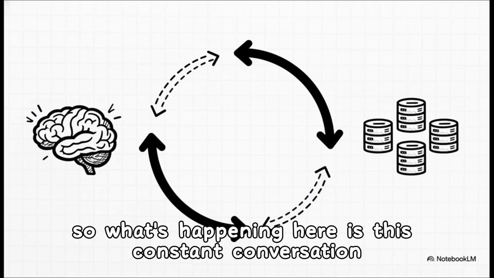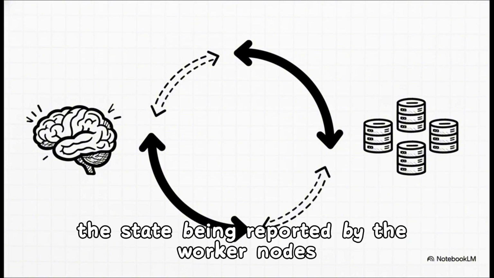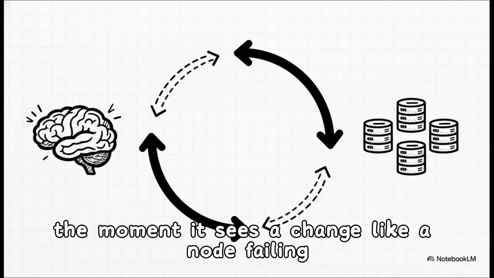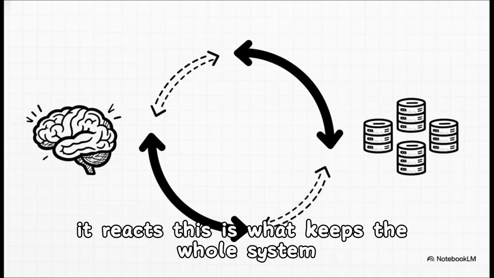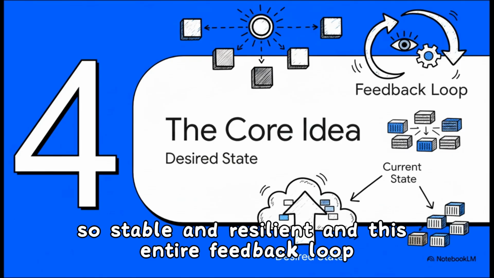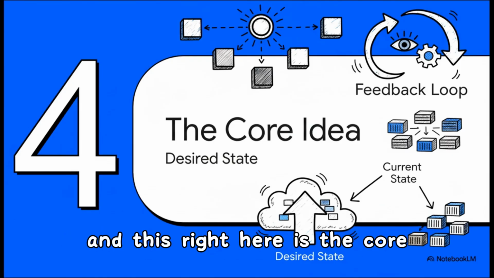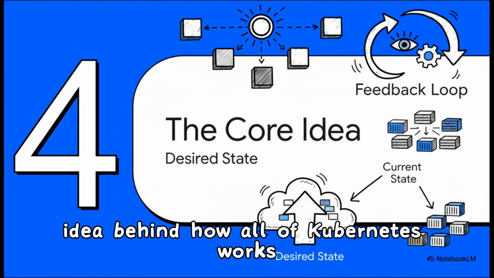So what's happening here is this constant conversation, this continuous feedback loop. The control plane is always watching the state being reported by the worker nodes. The moment it sees a change, like a node failing, it reacts. This is what keeps the whole system so stable and resilient. And this entire feedback loop, it serves one fundamental principle. And this right here is the core idea behind how all of Kubernetes works.